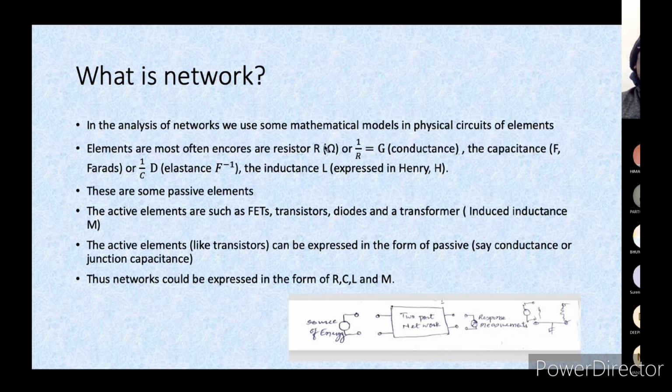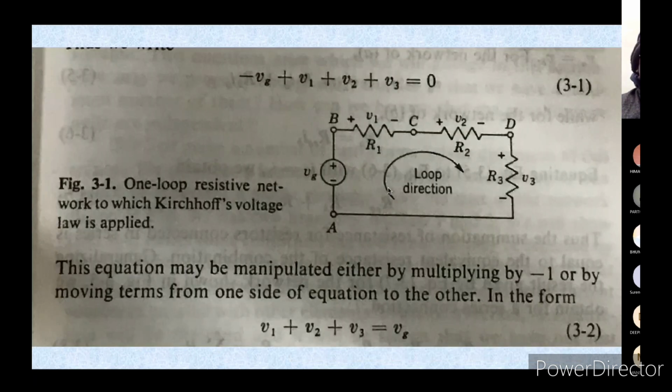Resistance is ohm, and conductance, we use the symbol Y or this G, okay. Capacitance is measured in farad, and inductance is measured in henry, and all these things are combined. Sometimes we use transformers also, and active circuits like FET transistors, and so on and so forth. A circuit or network will be a combination of these.